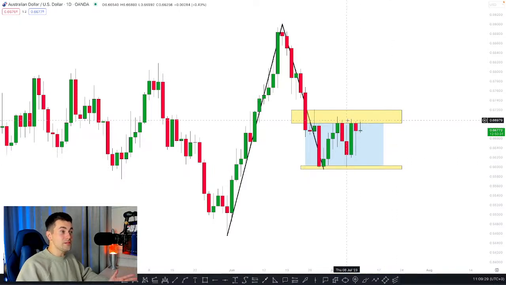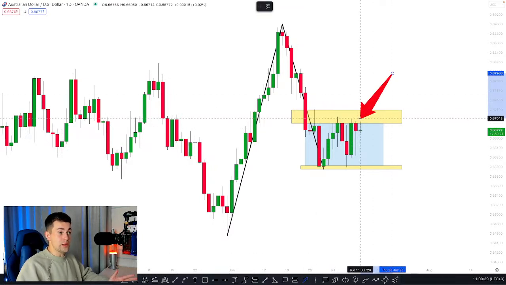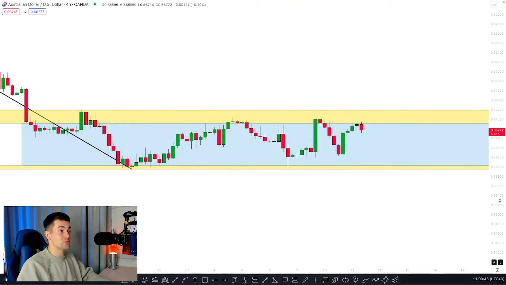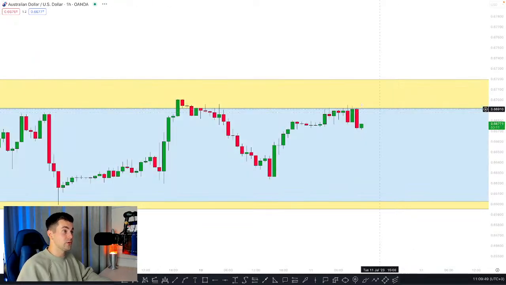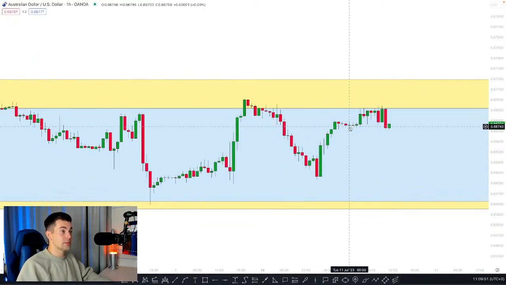And recently, last week, we reached the resistance of the range. From the resistance of the range, we can look for shorting. So let's check how the price reacts to that on the lower time frames, and let's look for some clues.